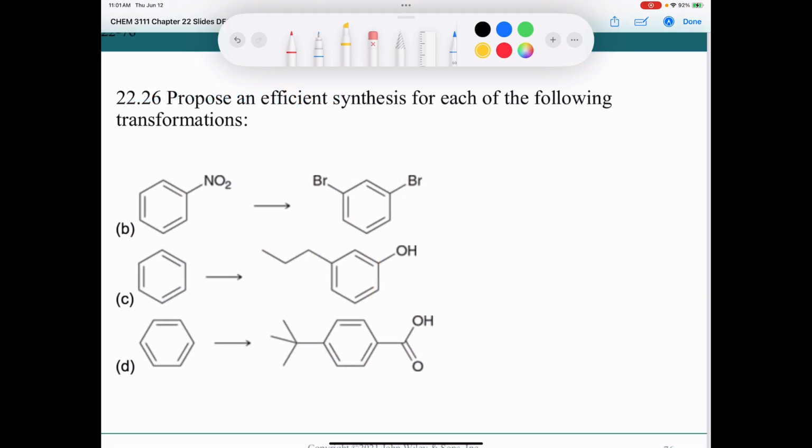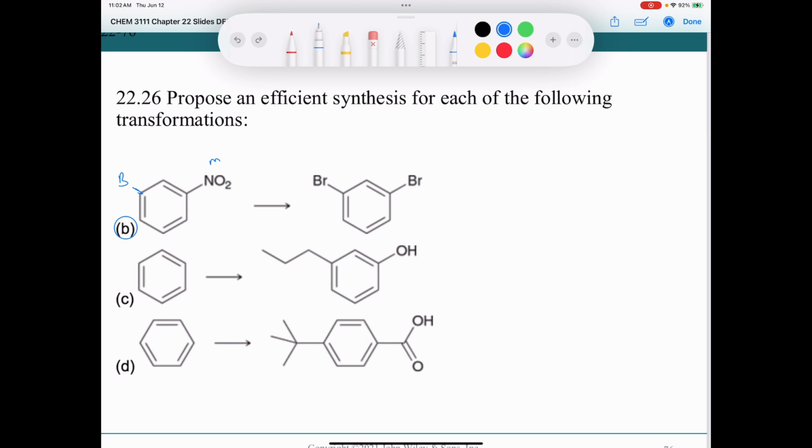Okay, question 22.26, propose an efficient synthesis for these transformations. So starting out with nitrobenzene, and we want to make 1,3-dibromobenzene. Well, a nitro group is a meta-director, and so if we treated the nitrobenzene with bromine and iron(III) bromide, that would install the bromine in this position, right? And then we could just do a diazotization after a reduction on the nitro, and then do Sandmeyer chemistry with copper(I) bromide. And that would replace the nitro group with another bromine.